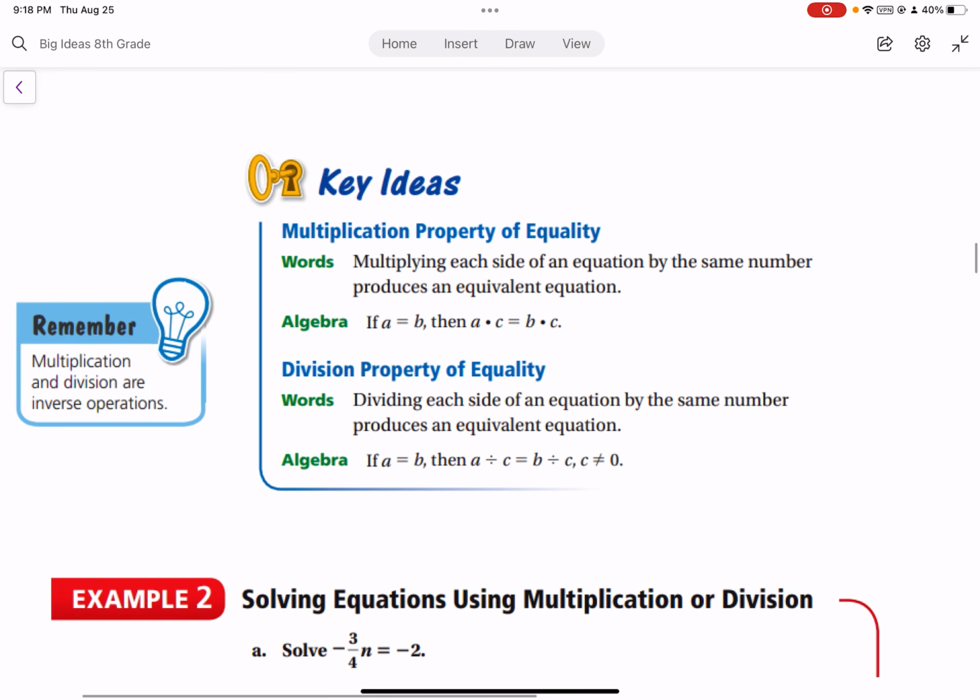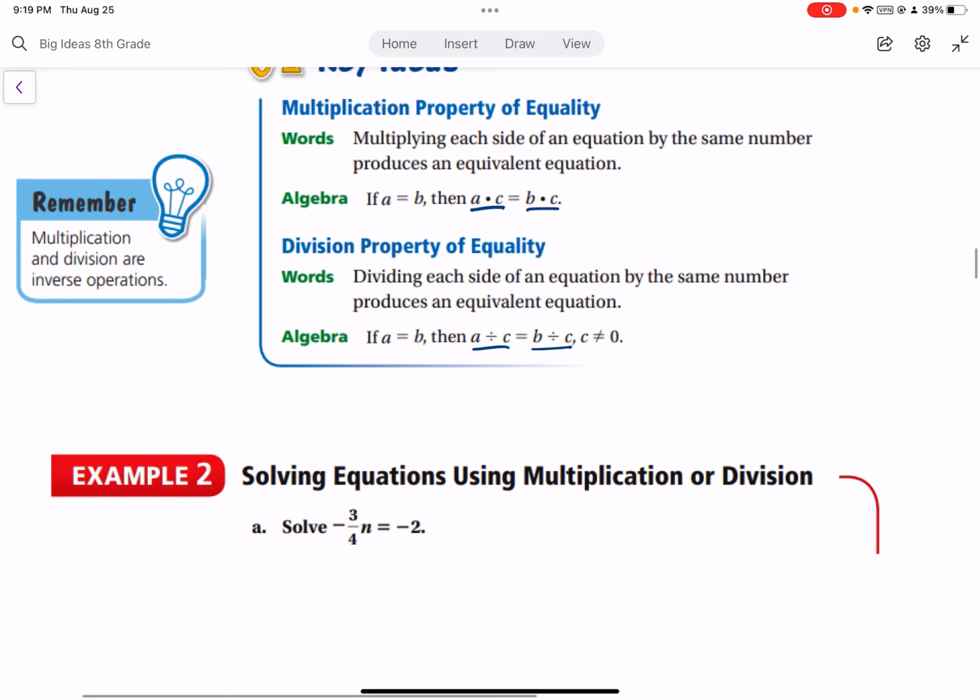Okay. Some extra key ideas here. We have the multiplication property of equality, which is going to state the exact same thing as our addition and subtraction equalities. If we do it to one side, we have to do it to the other. So if we multiply by a number on one side, we multiply by that same number on the other side to keep the two sides equal. And likewise with division, you will see the same thing. The only caveat is C can't equal 0. But you should not be put in a position where you'll have to worry about that, okay?